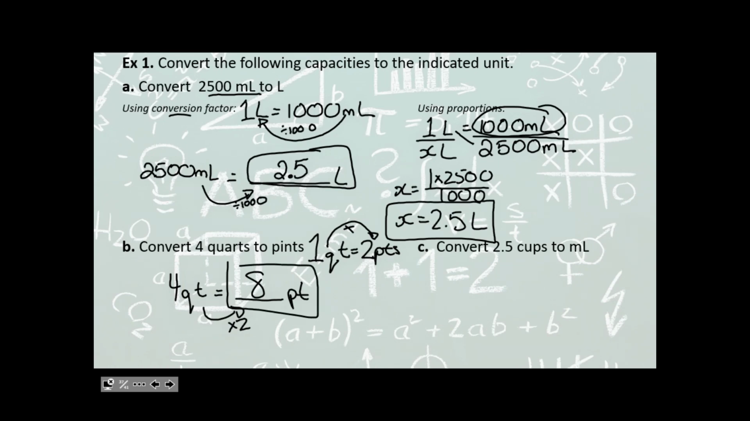Next one says 2.5 cups to milliliters. So I'm going to use the conversion factor. The conversion factor says 1 cup is equal to 237 milliliters.